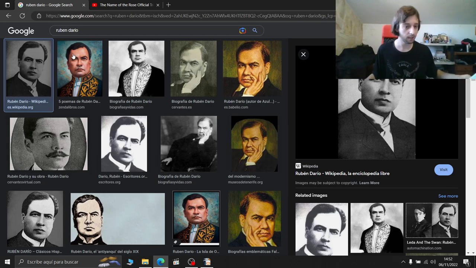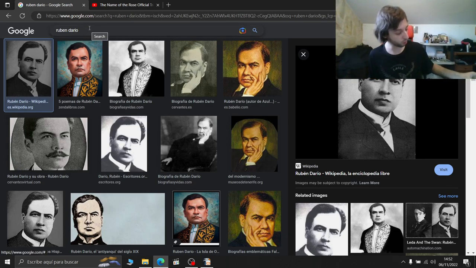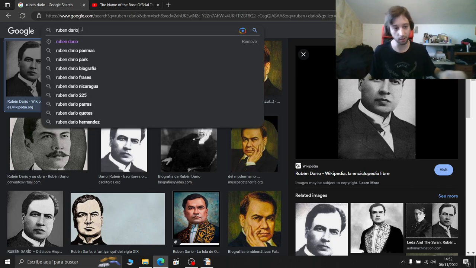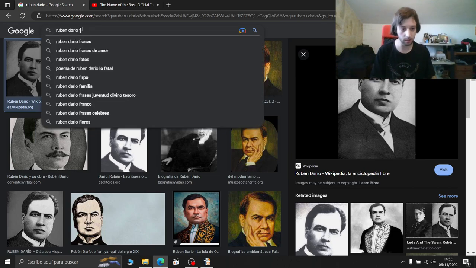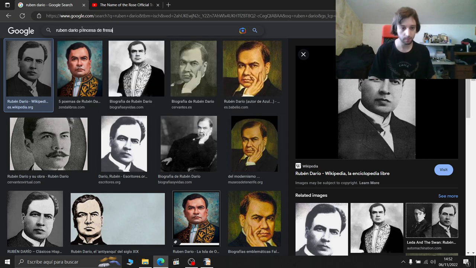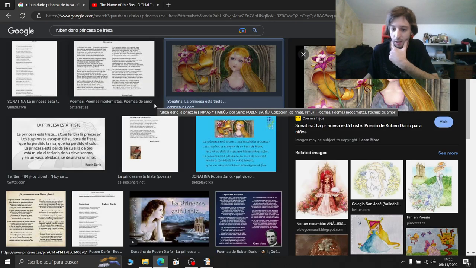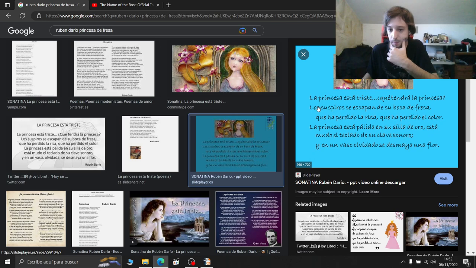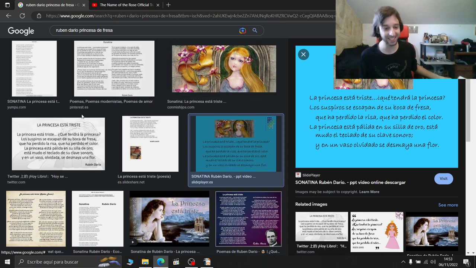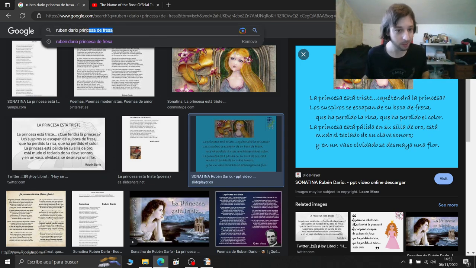Princess of the Strawberry Mouth. In Spanish, it would be the Princesa de Boca de Fresa. I don't know if I can get something like that. The princess is sad. What will the princess have? The breast gave her mouth of strawberry. Well, it's a bit weird to say it in English, but it's one of his most famous poems. Like, I know this poem since high school.